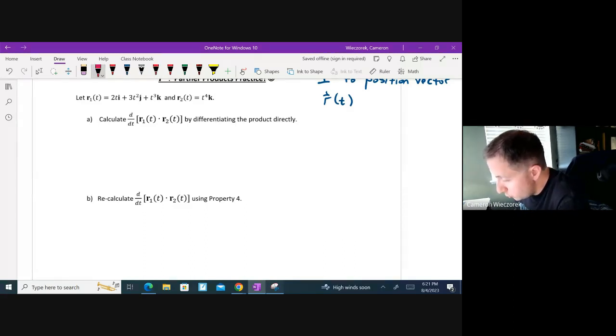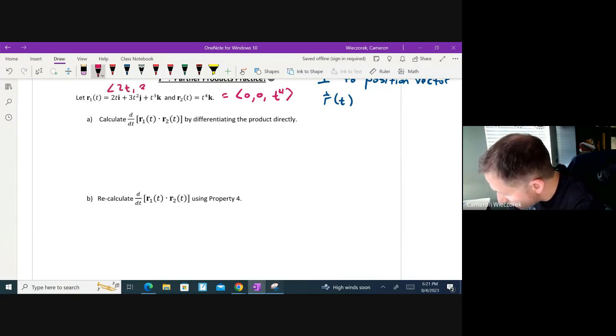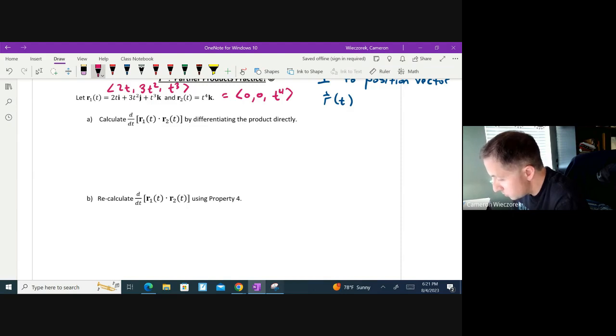Okay, we've got two position functions. r1 is 2t, 3t squared, t cubed, and r2 is given by t to the fourth k. So I'm going to write this as 0, 0, t to the fourth. And the first one I'm going to write is 2t, 3t squared, t cubed. Okay, part A. Calculate the derivative of the dot product of those two vectors by differentiating the product directly.